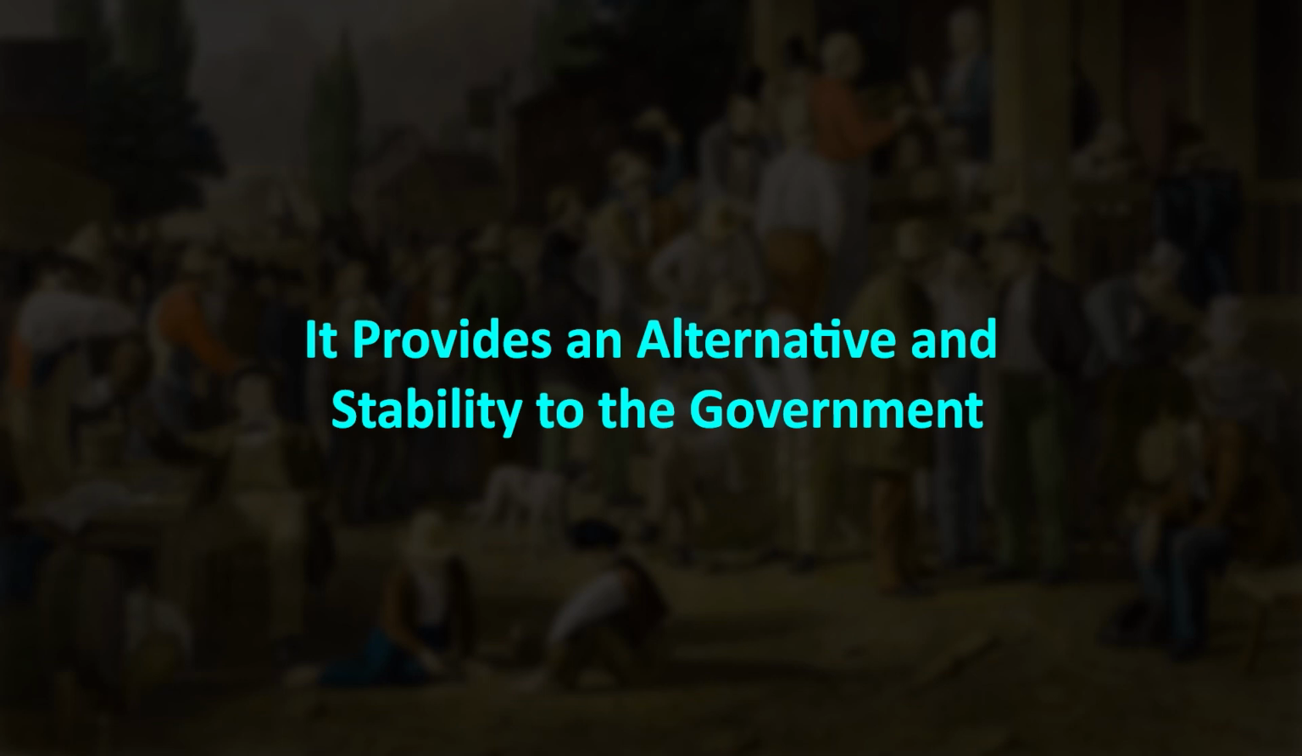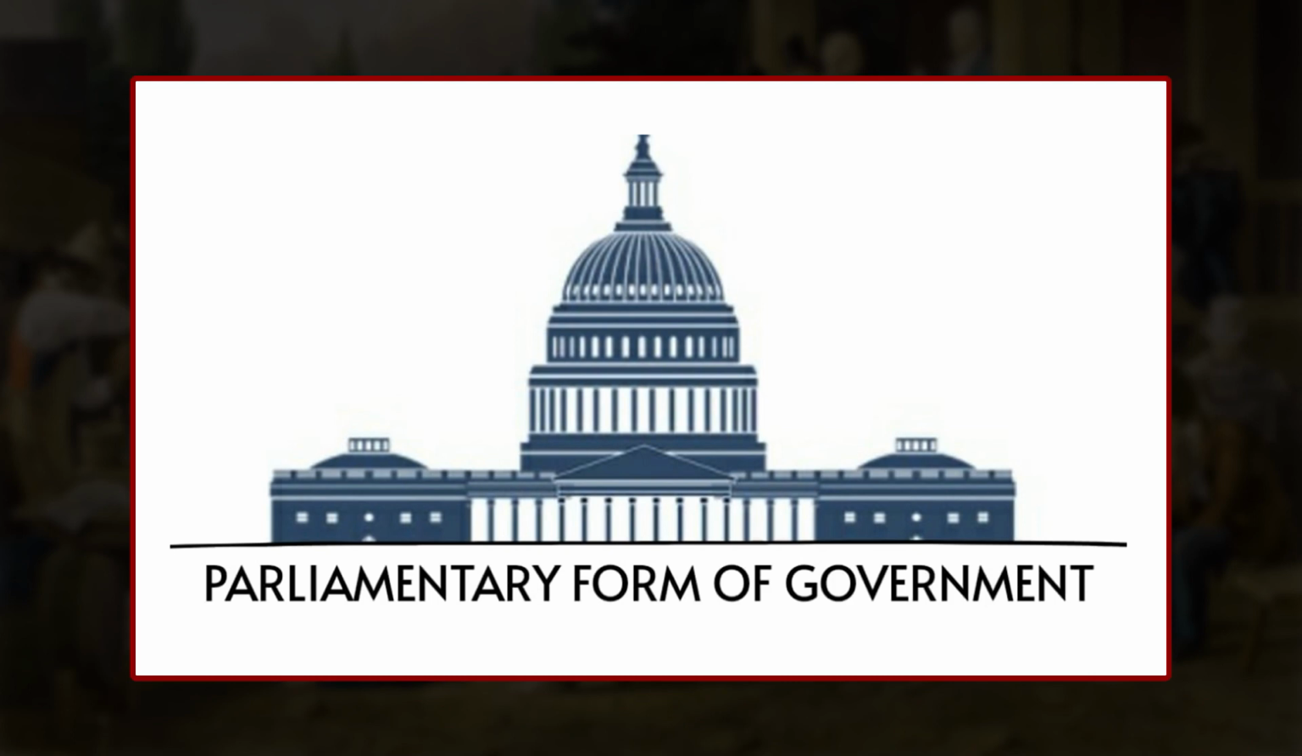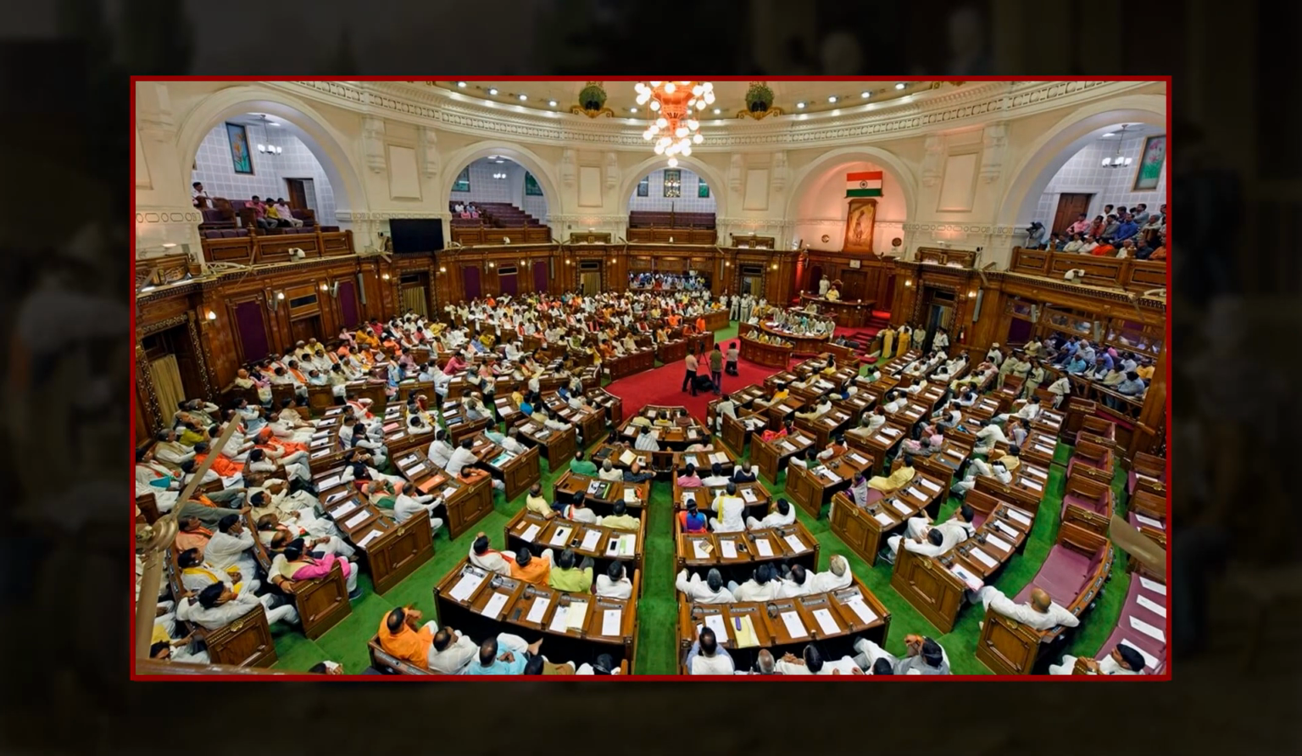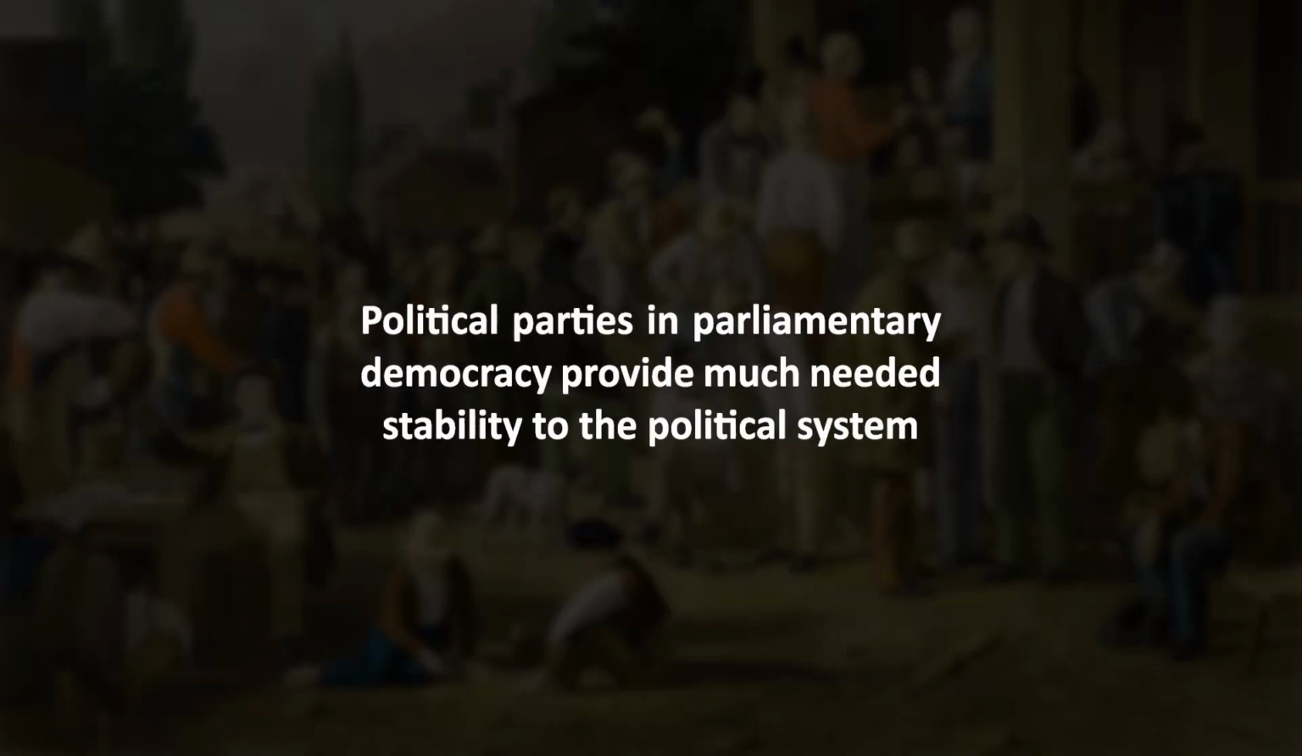Fifth one is, it provides an alternative and stability to the government. In a parliamentary form of government, a political party acts as the conductor of government when it returns to power. It acts as a critic of government if it is not in a majority in the legislature. In other words, the majority party in the House assumes the responsibility of conductor of government. Minority parties, on the other hand, play the role of opposition. In a constitutional crisis, the minority party may provide government if it is asked to do so. Thus, political parties in a parliamentary democracy provide much needed stability to the political system.